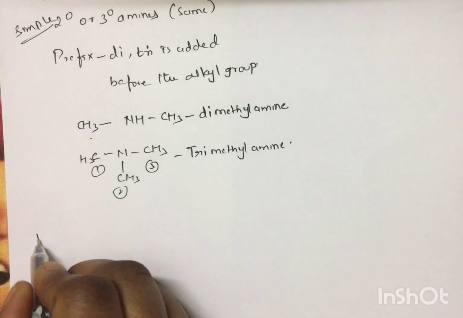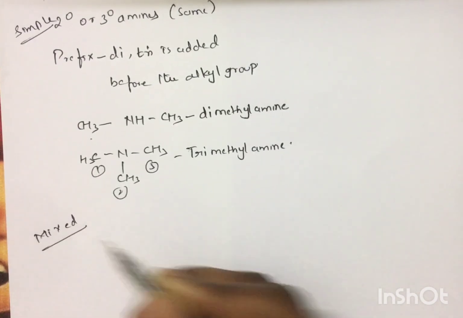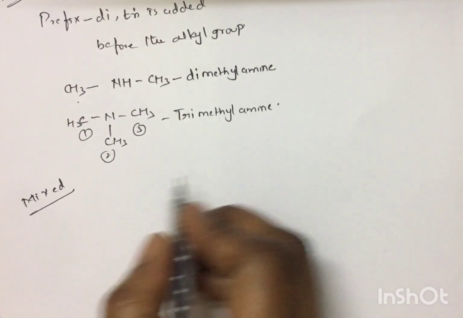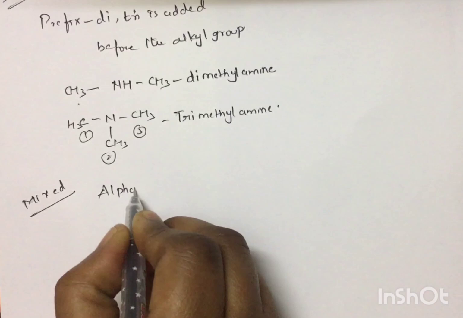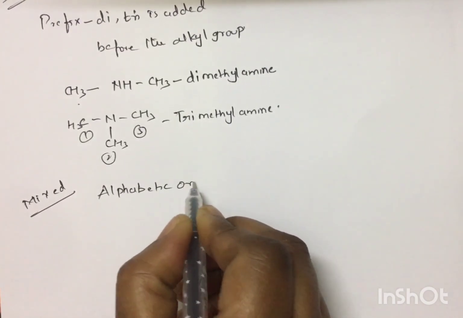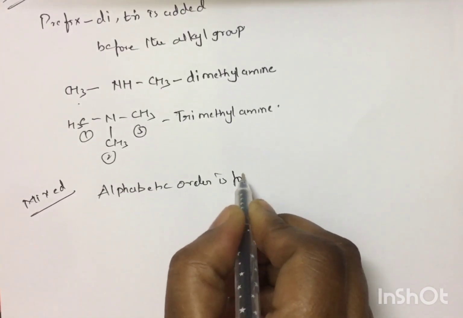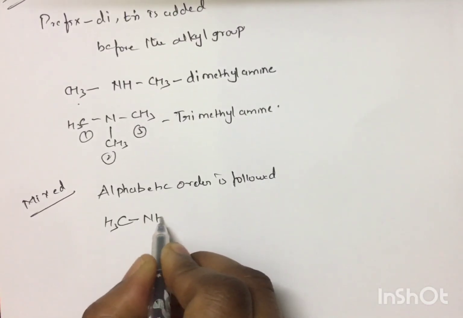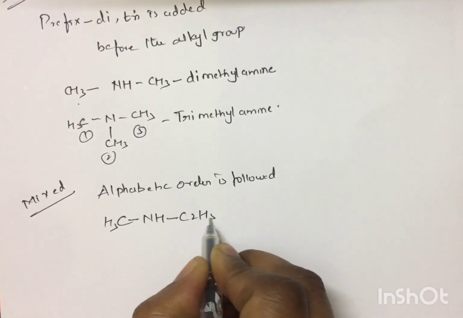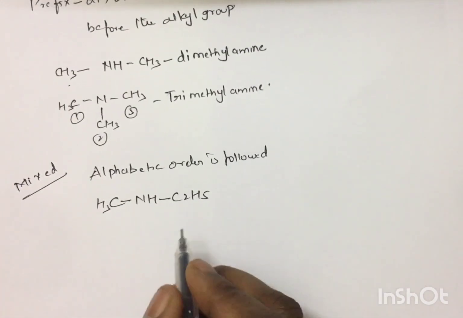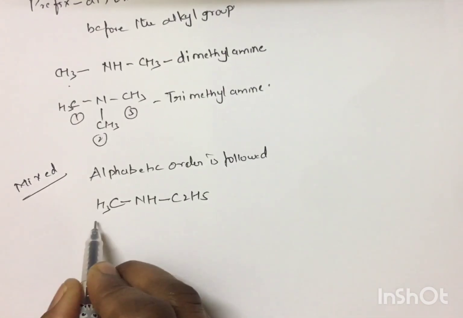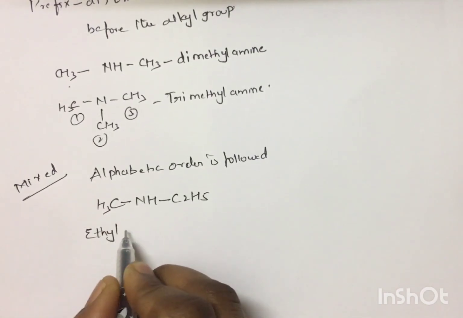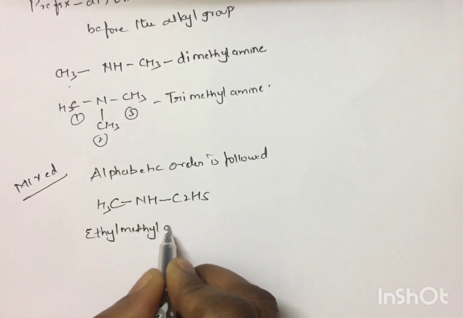But what if the compound is a mixed amine? That means different alkyl groups are present around the amine. Then alphabetic order of naming is followed. Let us see with an example. If we have a compound where one side there is a methyl group and the other R is an ethyl group. In alphabetic order, ethyl comes first, E comes first. So, it is named as ethyl methyl amine.